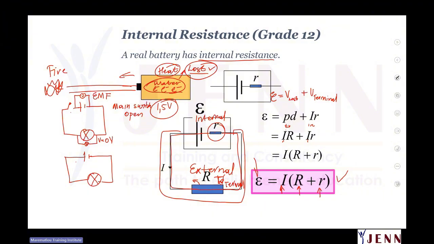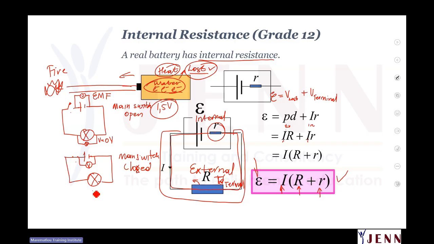But when the switch is closed, like it is closed here, meaning everything in the house is operating, the potential difference across the battery, this reading here that we find across the battery, is now called the terminal potential difference. It's called the terminal potential difference when the main switch is closed.